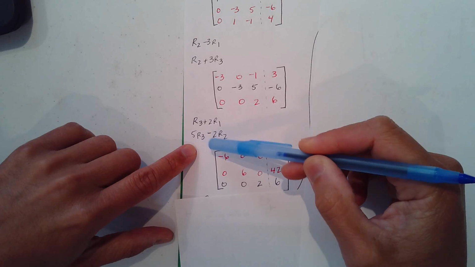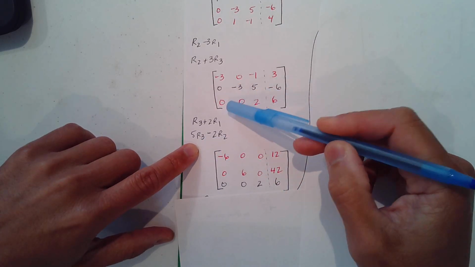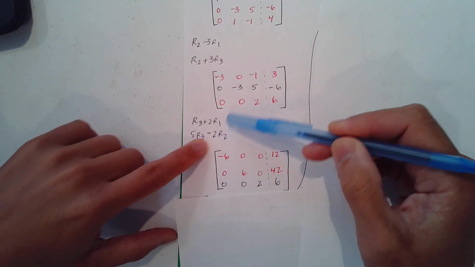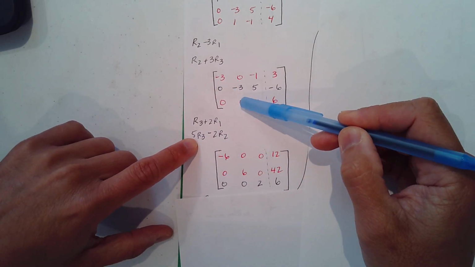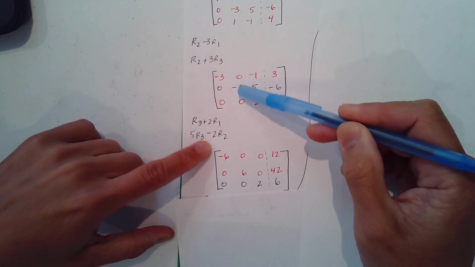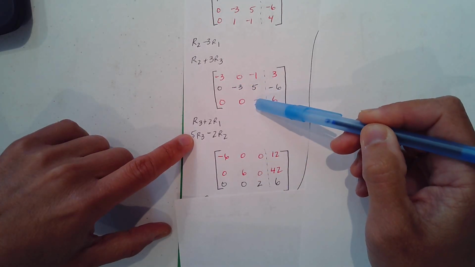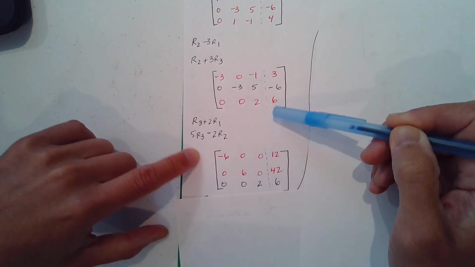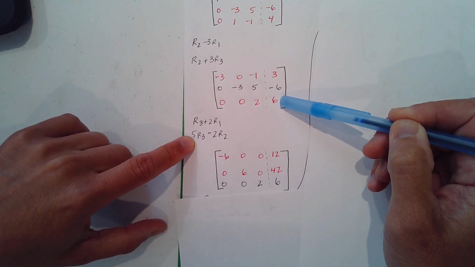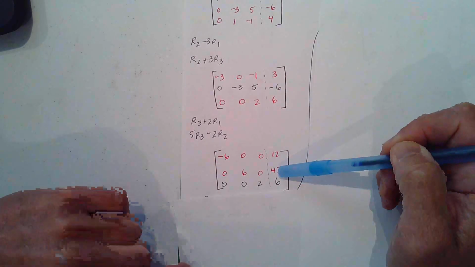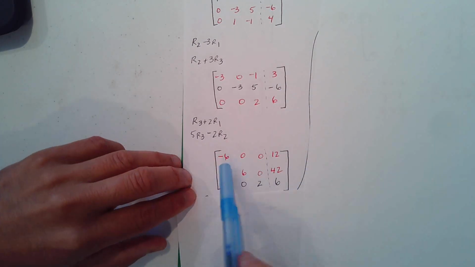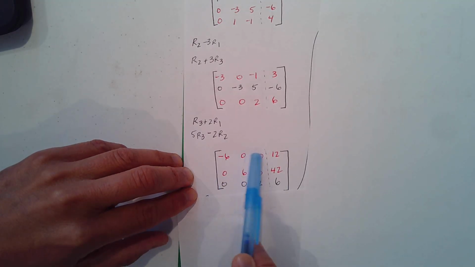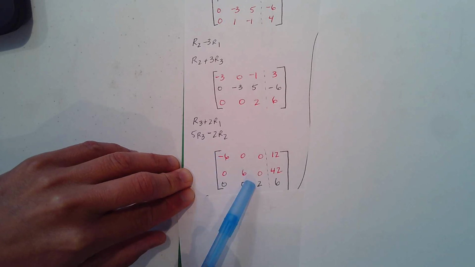Now we'll work with row 3 and row 2. There is 0 minus 0, 0. 5 times 0 is 0, plus 6. 0 plus 6, 6. 10 minus 10, 0. There's our 0. And this is 30 plus 12, which is 42. We now have our surrounding zeros. Now we need a diagonal of 1s.